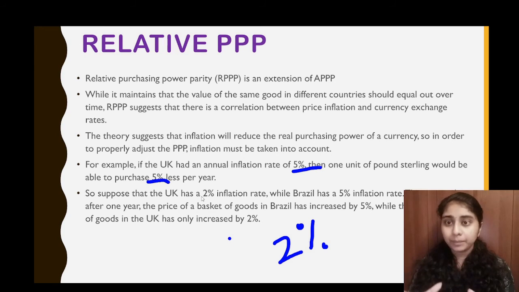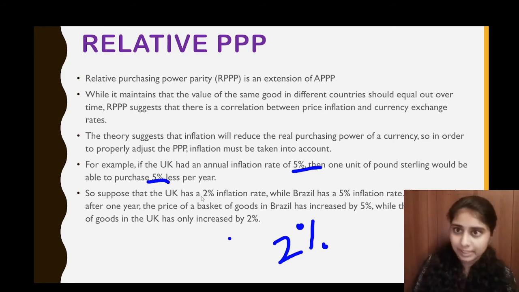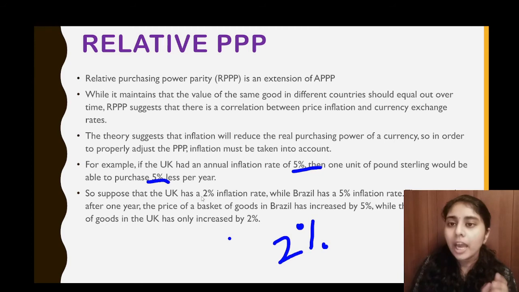So the same product, the same basket of goods in UK and in Brazil will have different rates because of this inflation. So relative purchasing power parity states that the price as well as the inflation and exchange rate will affect the price of the same type of commodity in two different countries. So that is about relative purchasing power parity. I hope it's clear to you all. If you have any doubt, you can comment it down and I will be taking doubts.